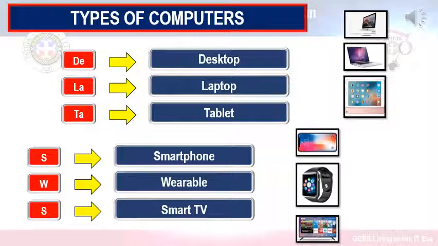Computers can also be identified in several types. These types have been identified due to the introduction of mobile devices and the proliferation of internet-capable devices. Specialized computers are now also classified according to specific uses. So what are the types of computers? Just remember the acronym DELATA is WS. D stands for desktop, LA stands for laptop, TA stands for tablet, S stands for smartphone, W stands for wearable, S stands for smart TV.